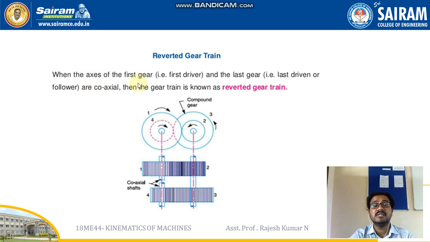So when the axis of the first gear, that is gear 1, and the last gear are on the same axis, then these kinds of cases we call a reverted gear train, and we can also call it coaxial shafts. We'll see how to find the gear ratio and the train value for this reverted gear train.